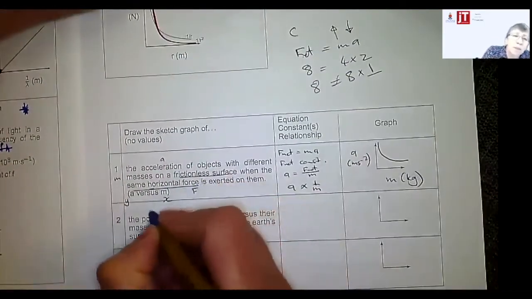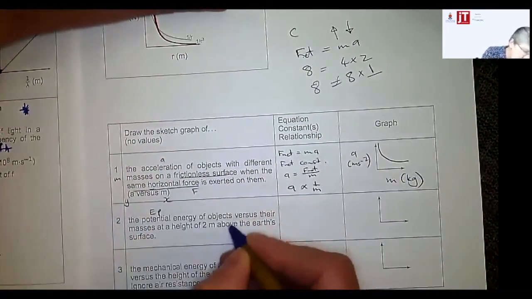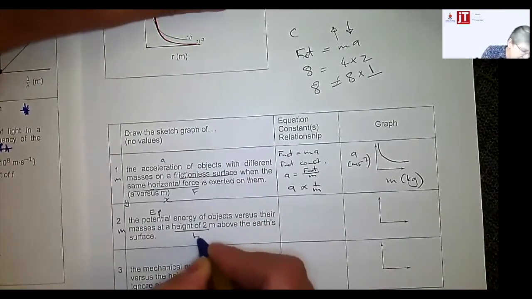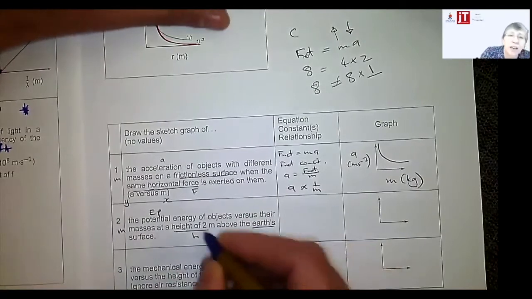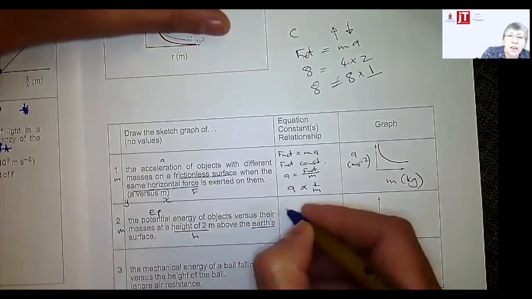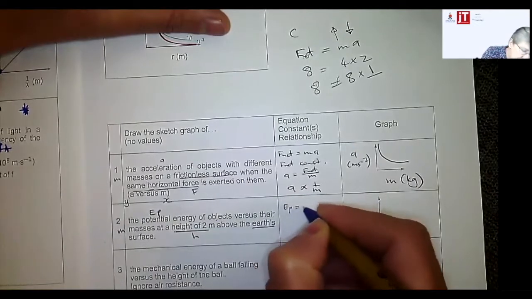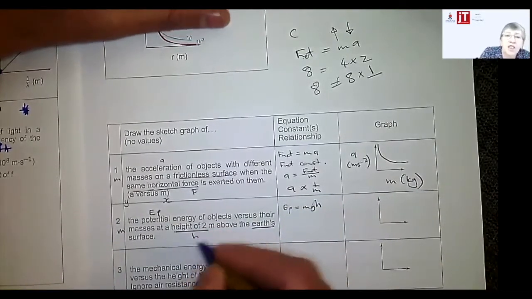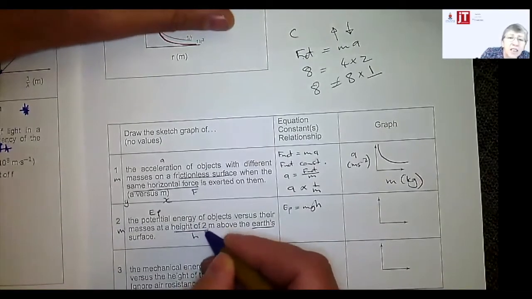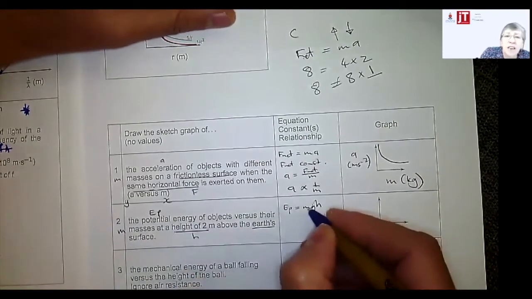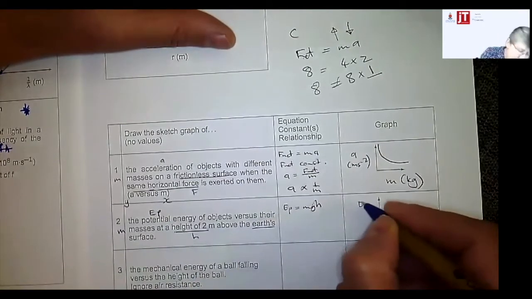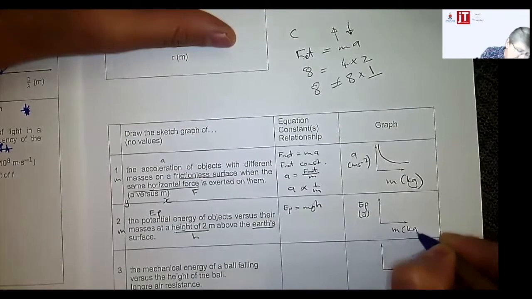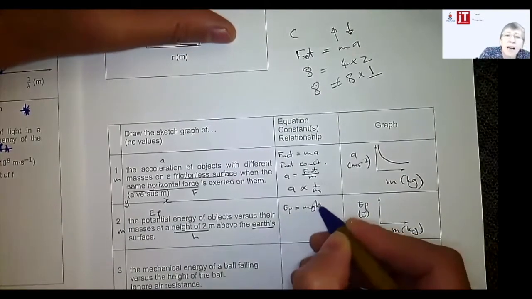Right, next one, potential energy of an object versus the mass at a height of 2 meters on the Earth. Right, now potential energy, and there's m and h. So we're looking at Ep equals mgh. And they've already told me h is a constant because they're always measuring at 2 meters. And then I have to draw Ep in joules or kilojoules versus mass in kilograms. Okay, and Ep and m. h is already a constant.